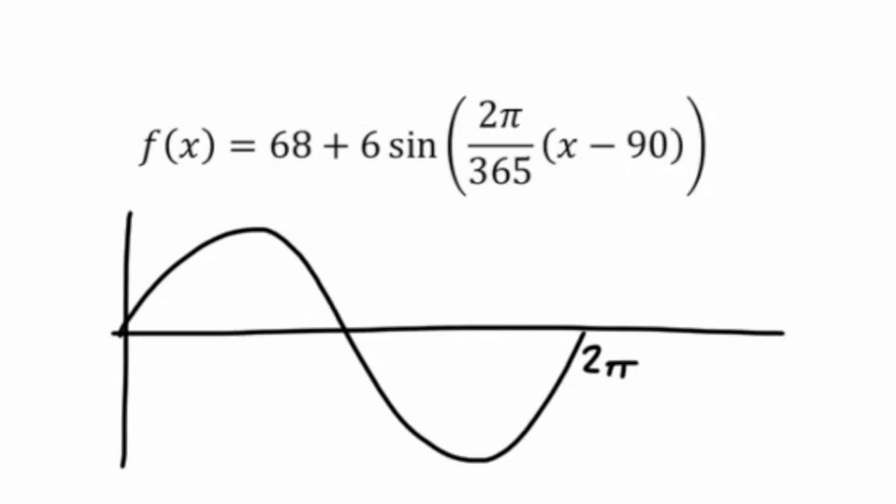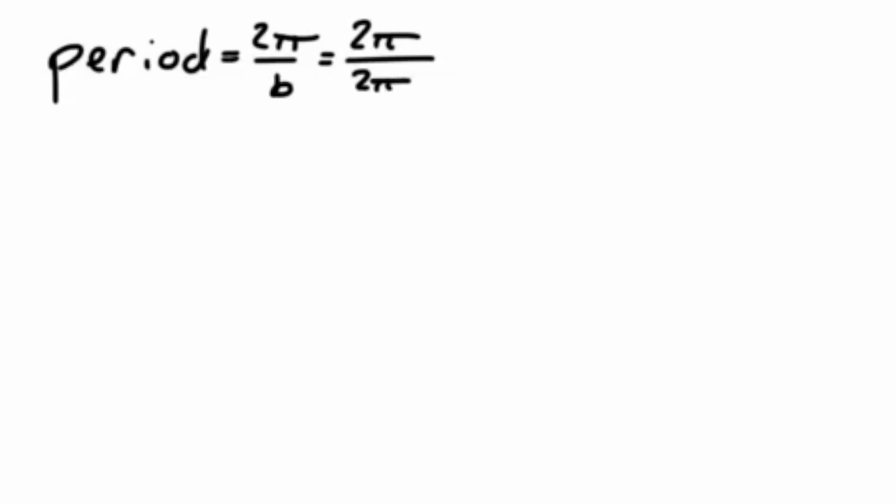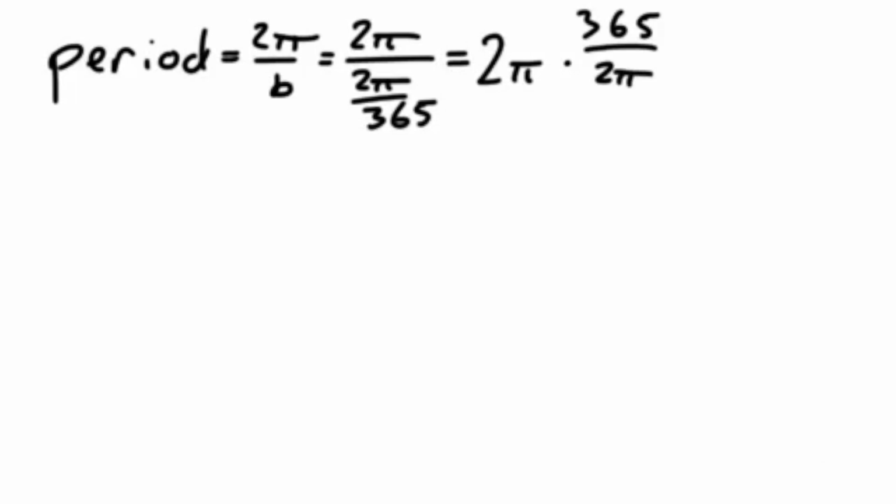Normally that would be 2 pi, but I'm pretty sure the period of this equation is not going to be 2 pi. Actually, I remember that the period equals 2 pi over b. And in this problem, the b value is 2 pi over 365. So if I'm going to divide by this fraction, I could rethink of that as multiplying by the reciprocal. So instead of dividing by 2 pi over 365, I'll multiply by 365 over 2 pi. And that's great because I can cancel this 2 pi and this 2 pi. So we're left with 365.